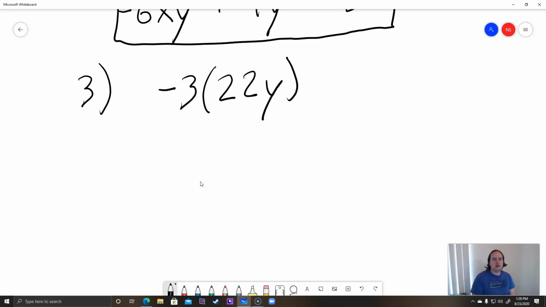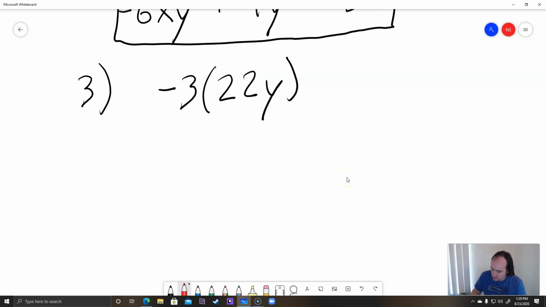Okay, -3 times 22y. Now, how do I know that it's times? Well, if they just write parentheses like this, and they don't write a plus or a minus in between the numbers, then it's automatically multiplication. Okay, so this means -3 times 22y. Now, how do we do this? Well, normally if it had more than one term, we'd have to use the distributive law, which we're going to learn next. But for this one, all we have to do is multiply the coefficients.